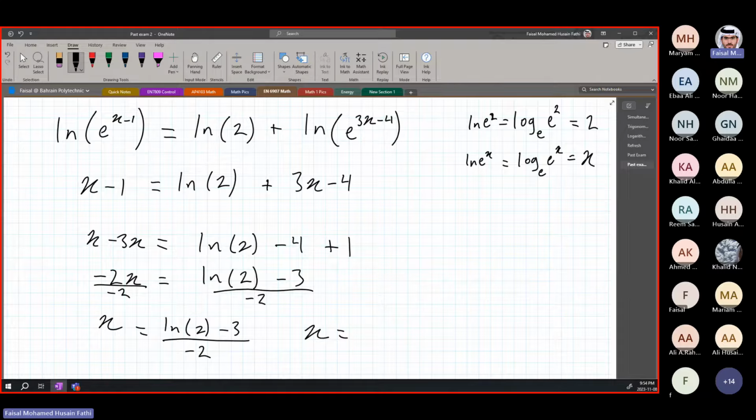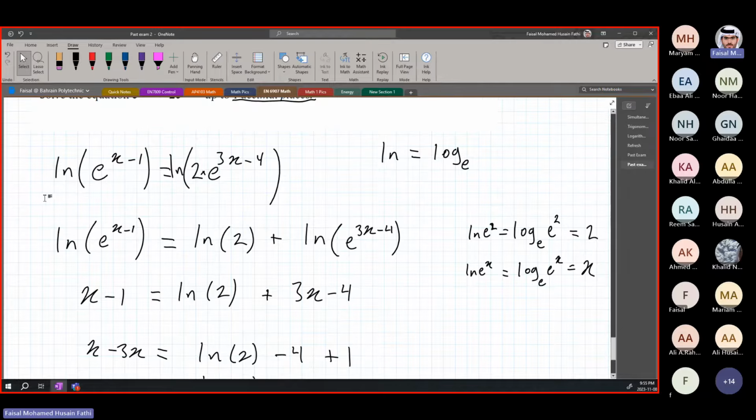Mode 1, ln of 2 minus 3. Make sure the minus 3 is outside of the ln, okay? Don't put it inside the ln. Divide by minus 2. I got the answer 1.153. All right? Very simple, very easy.